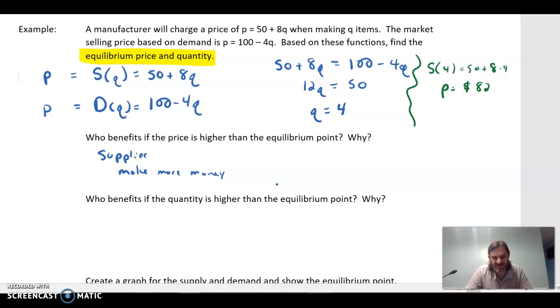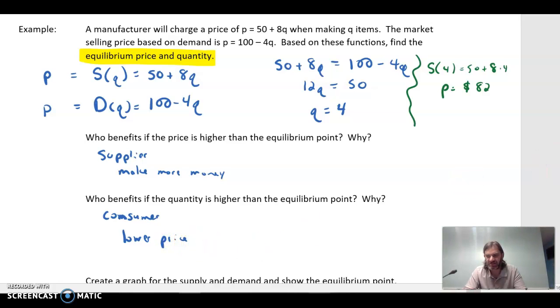Who benefits if the quantity is higher than the equilibrium point? If the quantity is higher than the equilibrium point, then the consumer benefits, because in that case there's too many of them and the price will have to go down. So if the quantity is higher, that means the price will go down. In this case, that would be a lower price.